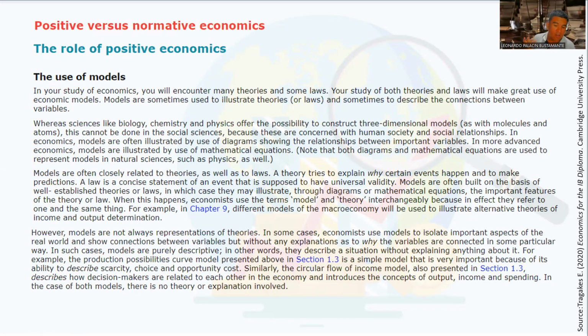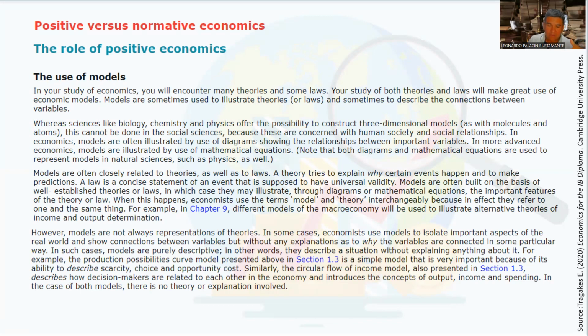In some cases, economists use models to isolate important aspects of the real world and show connections between variables, but without explanations as to why the variables are connected in some particular way. So in such cases, models are purely descriptive. In other words, they describe a situation without explaining anything about it. For example, the production possibilities curve model presented above in section 1.3 is a simple model that is very important because of its ability to describe scarcity, choice, and opportunity cost.